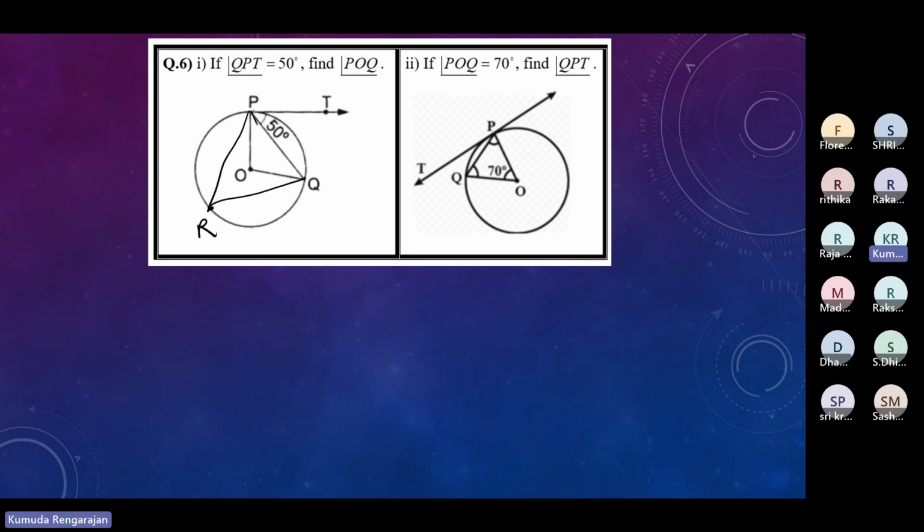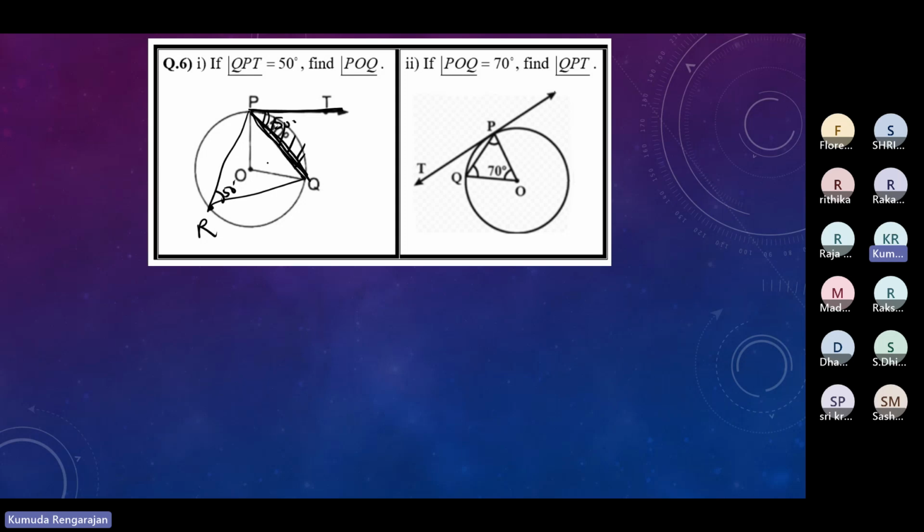So PQ is the chord, and P and Q are the endpoints of the chord. Through the endpoint P, we have the tangent PT. So this is the tangent PT and the chord PQ, 50 degrees. This is the angle between the tangent and the chord. This is the minor segment. The same chord subtends an angle at the point R on the circumference of the major segment. So these two angles are equal. This will be 50 degrees. If this is 50, this is also 50.